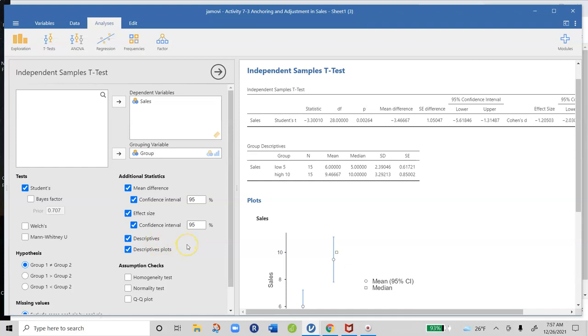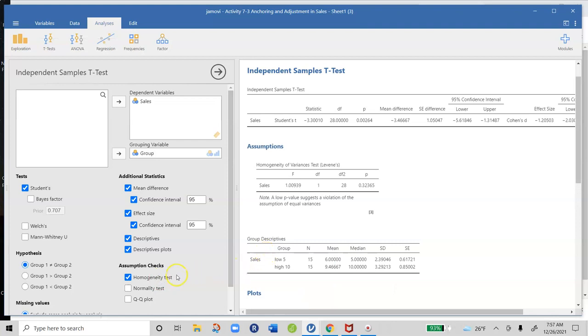Now before we look at our output and interpret it, we need to decide which statistic is appropriate. And that is, have the assumptions of the independent measures t-test been met? And a really important assumption here is homogeneity of variance. And that is, are the two standard deviations for our two groups estimating the same population parameter? So I click there on homogeneity test under assumption checks. And that shows me here the homogeneity of variance test, Levene's test. Right? And what that test is doing is comparing these two standard deviations. Right? It's comparing the standard deviation of 2.39 and 3.29.